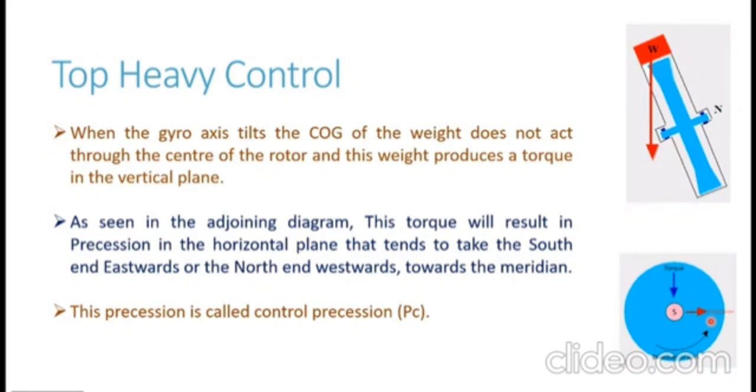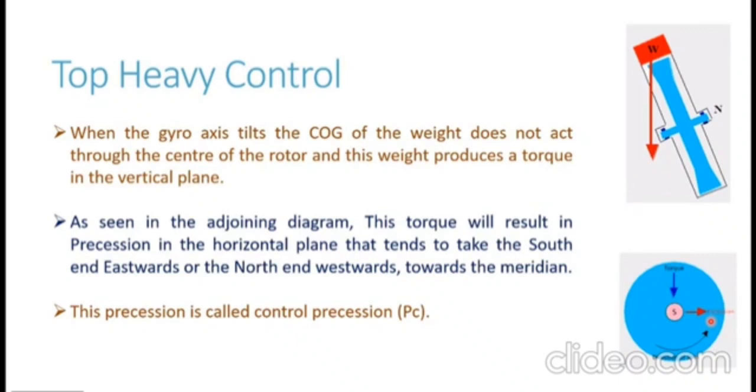Now when the north end precesses westwards, it is going back towards the meridian. If you remember, the motion of the star was drifting, or changing its azimuth, in the easterly direction, and it was tilting upwards. The star was trying to go east of the meridian. Now because of this precession, the north end of the spin axis precesses towards the meridian. So you can see we have now generated a force which opposes the eastward motion of the north end of the spin axis.